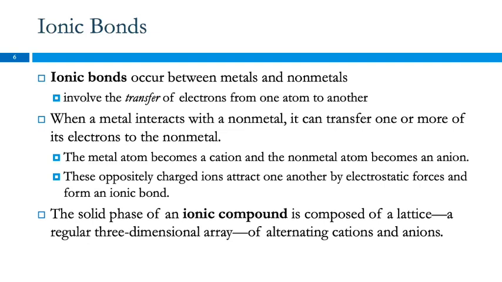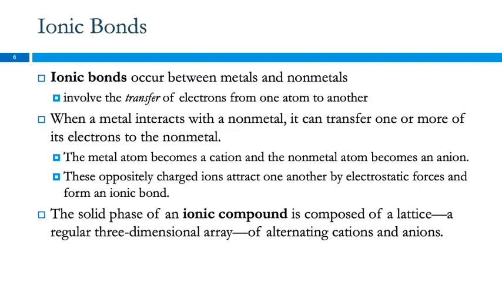Ionic bonds occur between metals and nonmetals. And these involve the transfer of electrons from one atom to another. When the metal interacts with the nonmetal, it loses electrons and it becomes a positively charged cation. The nonmetal gains electrons and becomes a negatively charged anion. Now we have two oppositely charged particles and they're attracted to each other. And the attraction between those opposite charges is the ionic bond.